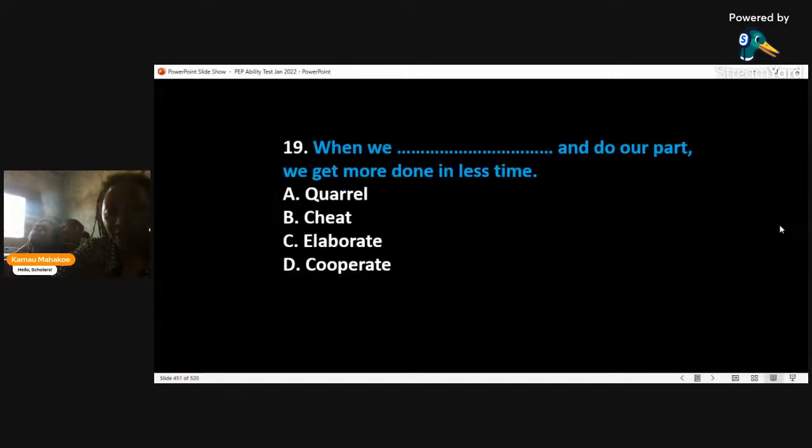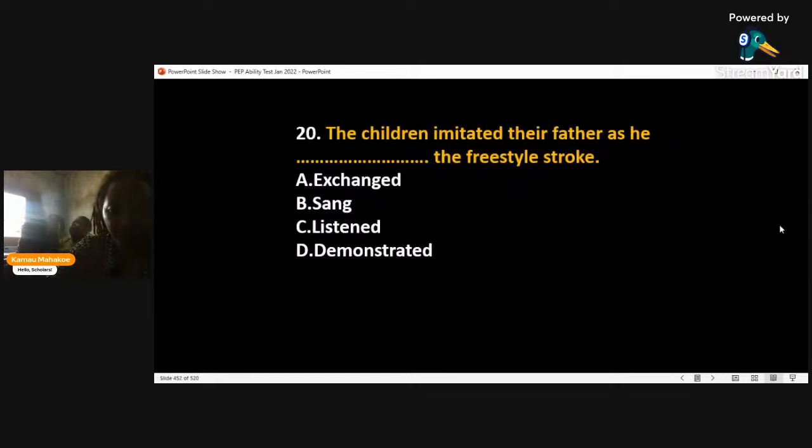When we dash and do our part, we get more done in less time. When we cooperate. The children imitated their father as he dashed the freestyle stroke. He demonstrated the freestyle. Freestyle is a swimming stroke.